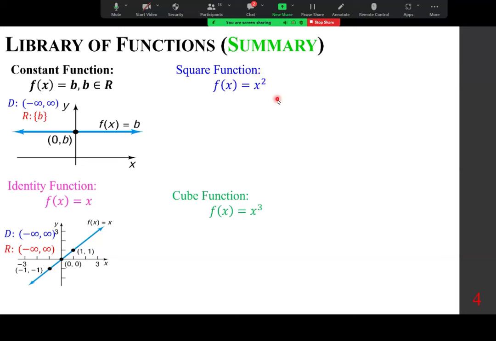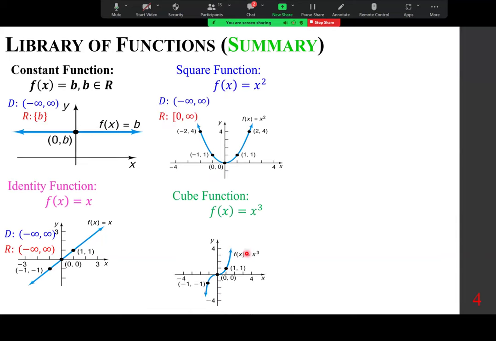Square function, or f of x equals x squared, a parabola, looks like that, with the cube function looking like this. The domain is all real numbers here. This side covers the right side, and this side covers the left side of the x-axis. The range is from here up, 0 to infinity, for the square function. For the cube function, domain and range are all real numbers from negative to positive infinity in both cases.